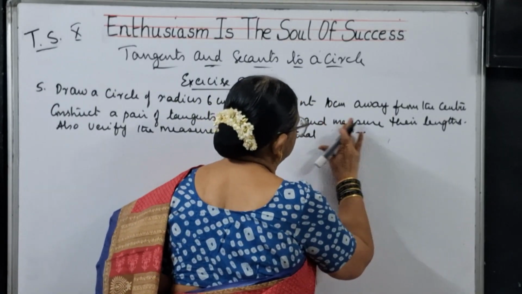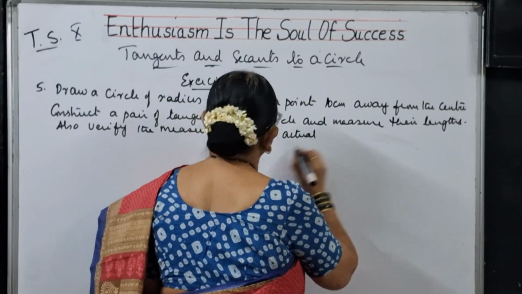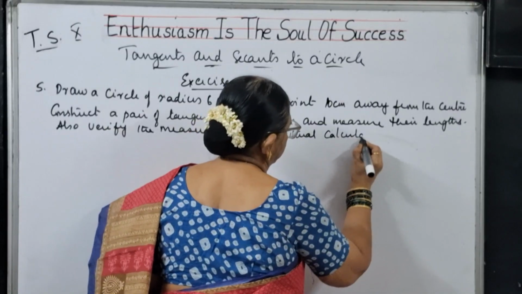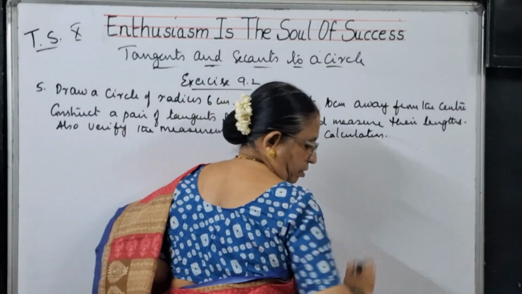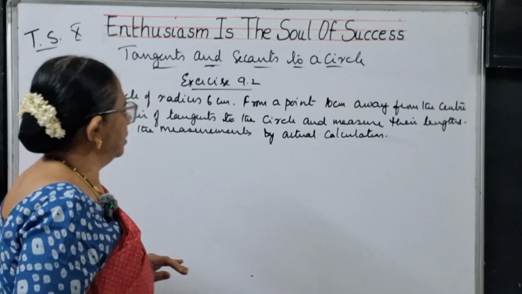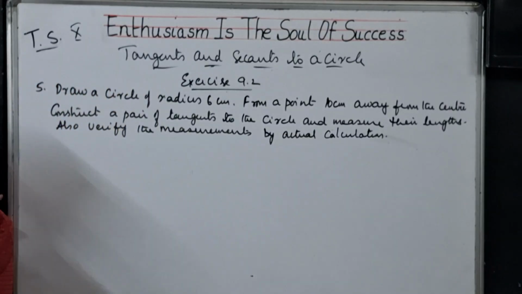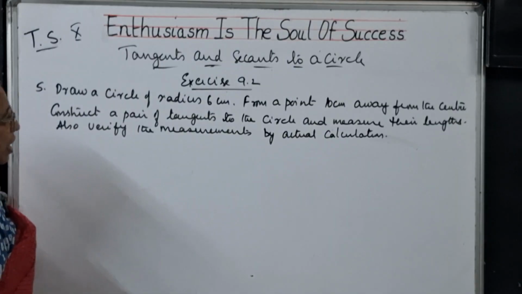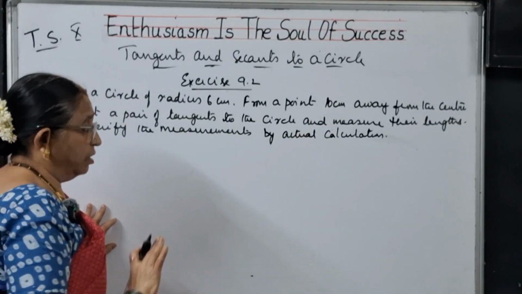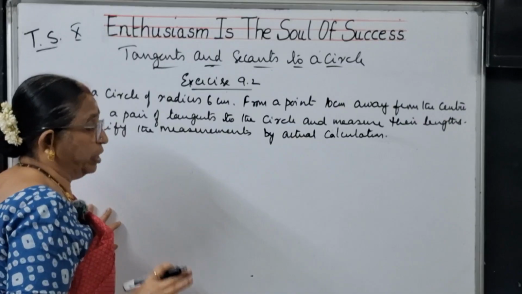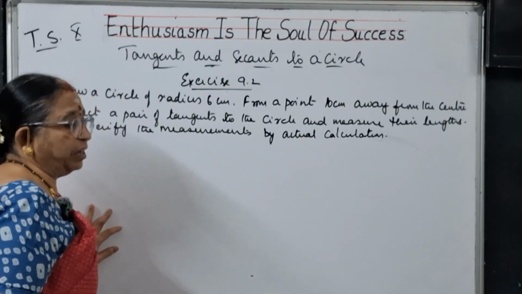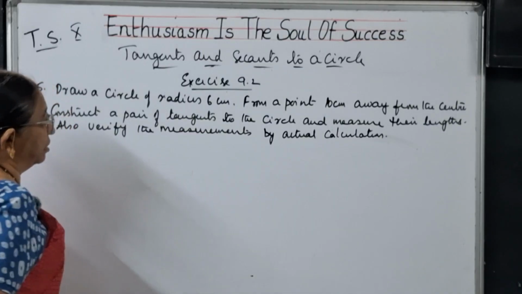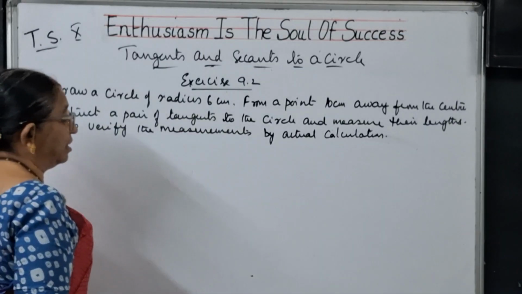I wrote division. Sorry, children. Actual measurement by actual calculation. By actual calculation, you have to measure. So, see, children, here I can't take that much measures and do it. I am drawing a freehand figure here, but whatever I am explaining, if you do it in your notebook by taking the measures and by using the instruments, you will get exactly the same.